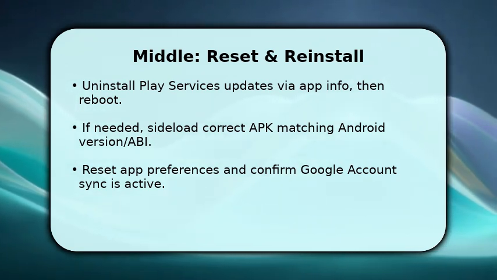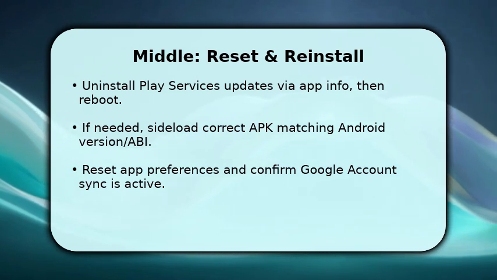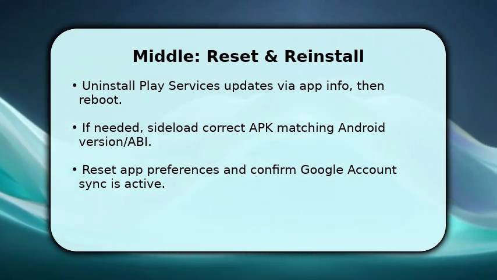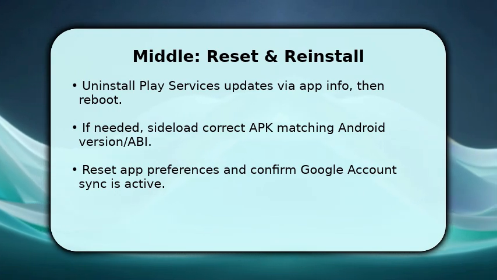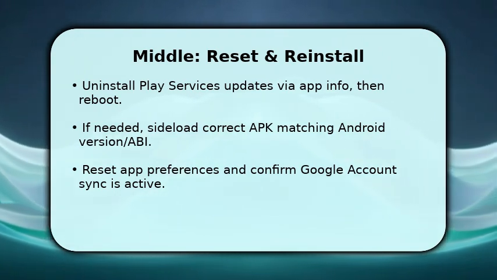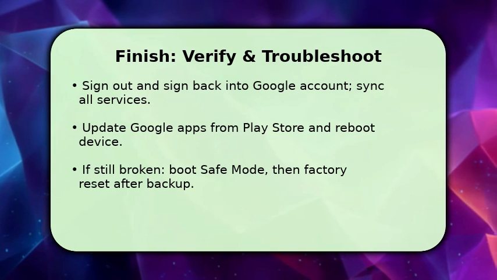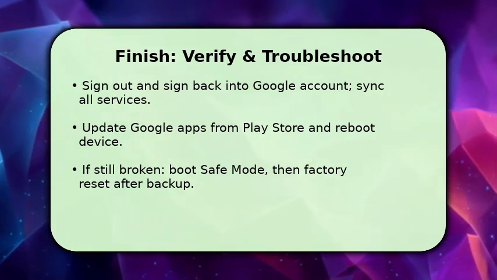Next, reset app preferences to re-enable disabled components and verify Google account sync settings. You finish these steps by signing out of your Google account and signing back in, then force a manual sync to ensure credentials and tokens refresh.